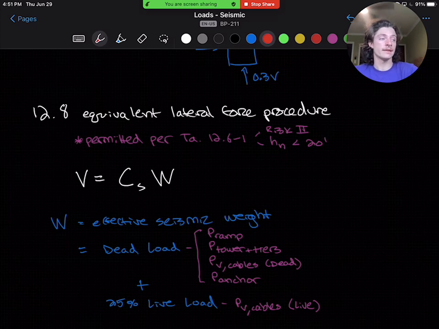So in this case, the dead load will be the combination of the ramp, tower, tiers, anchor, and vertical force from the cables under the walkway weight, and our live load portion is the vertical force from the cables under the live load weight.